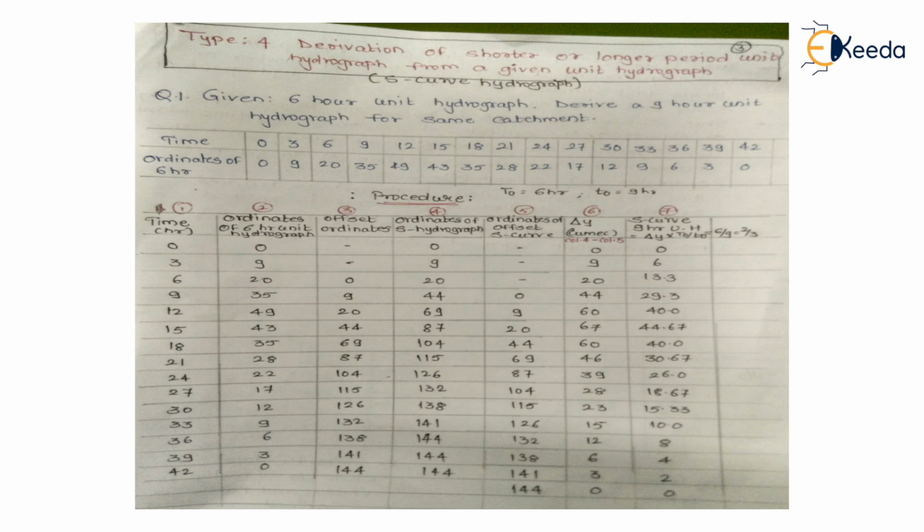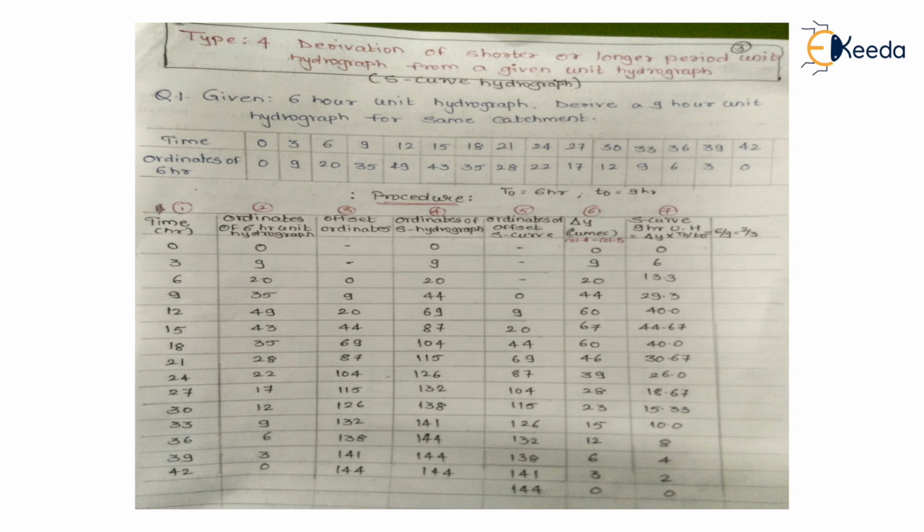But what exactly does offsetting mean? We have to add these ordinates horizontally. See, I'm writing the 0 in front of the 6-hour. Okay. Now 0 plus dash is 0. Next is 9, so 9 plus dash is 9. Next 20 plus 0, 20. Now 35 plus 9 is equal to 44.